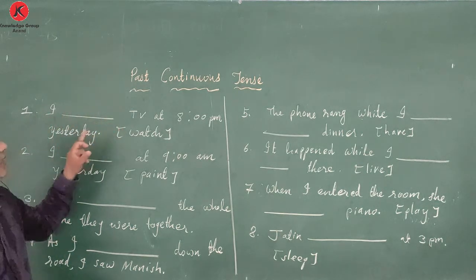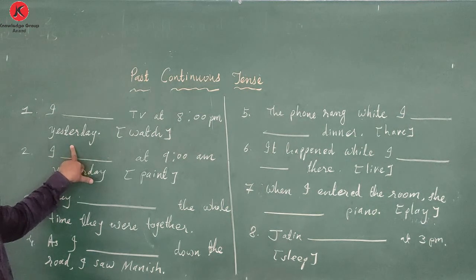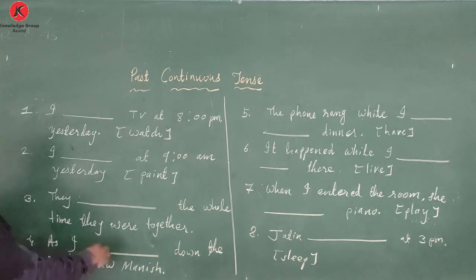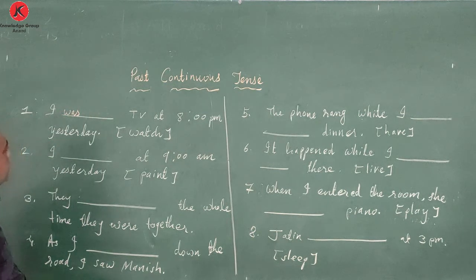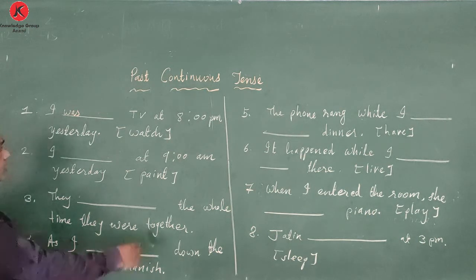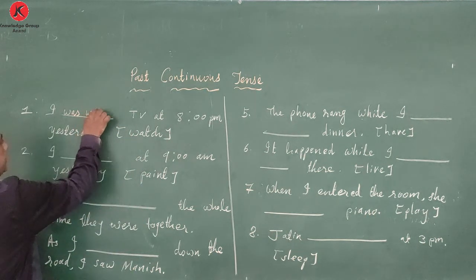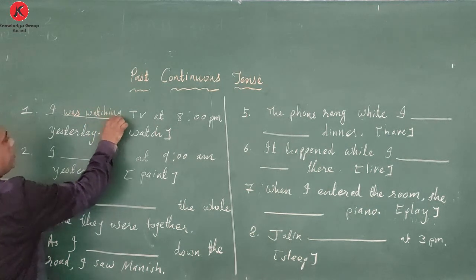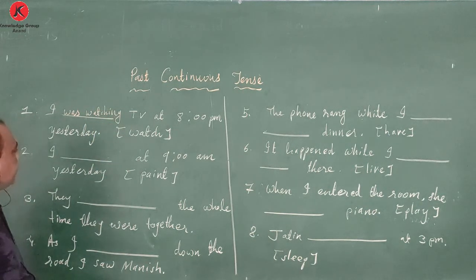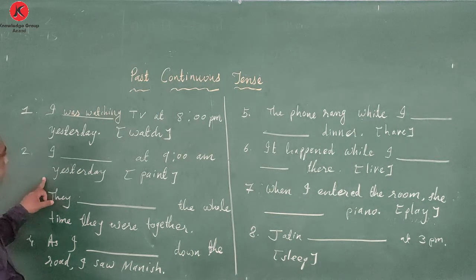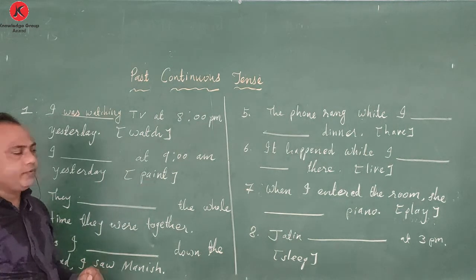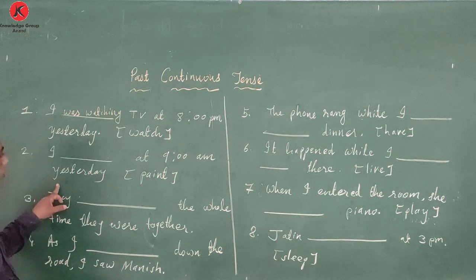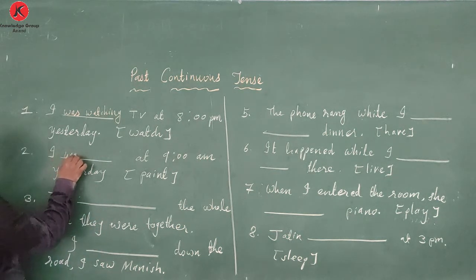I dash TV at 8 p.m. yesterday. In my illustrations, I already gave this example, so by this time it should become very easy. We use was or were according to the subject. Was goes with I. So I was watching TV at 8 p.m. yesterday. Second thing now, I dash at 9 a.m. yesterday. Paint is the clue given to us. So that particular person was painting at 9 a.m. yesterday. So I was painting. Verb plus ing.